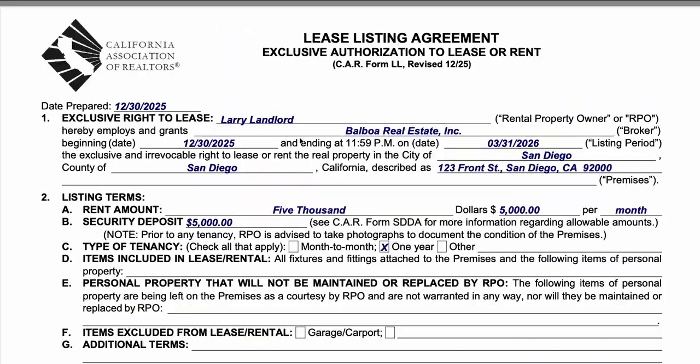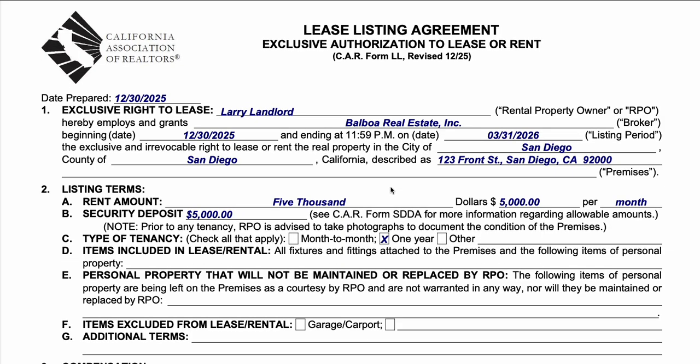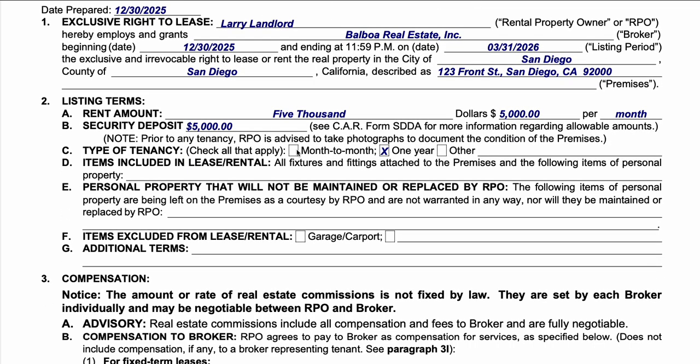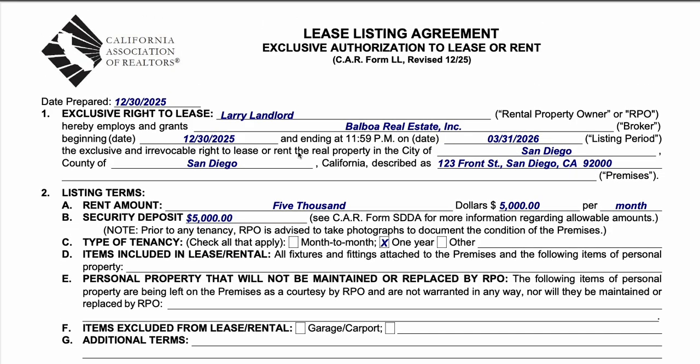Now, I just added all the sample information for the sake of the tutorial. And I must say, this form is quite disappointing because, as I've said in many other videos, C.A.R has abandoned any sense of simplicity as they do all these revisions year after year. And this form is just unnecessarily cumbersome. It really could be a lot more simple, which is highly annoying, but have no fear, I'll show you how to fill this form out quickly and easily.